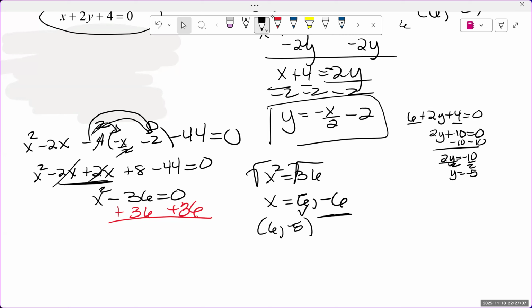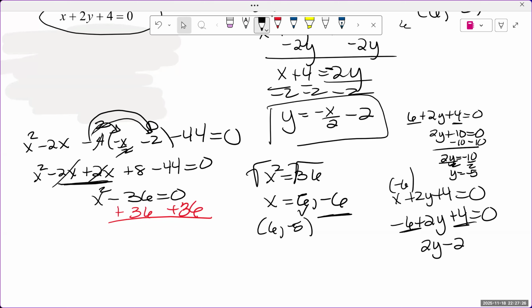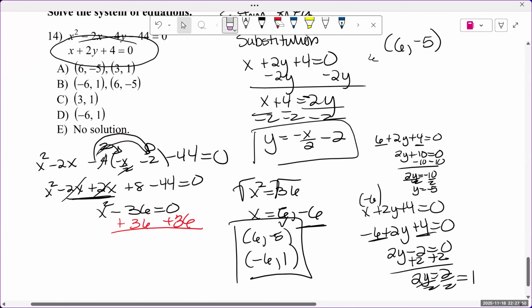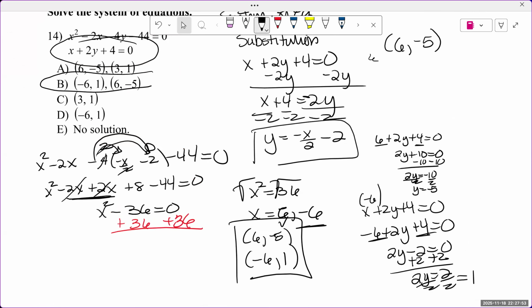So then I have, plugging that in for x, negative 6 plus 2y plus 4 equals 0. Combine like terms: 2y minus 2 equals 0. Add 2. 2y is equal to 2. Divide by 2. So when x is negative 6, y equals 1. Multiple choice. I hid it to not let it influence me. The answer's B.